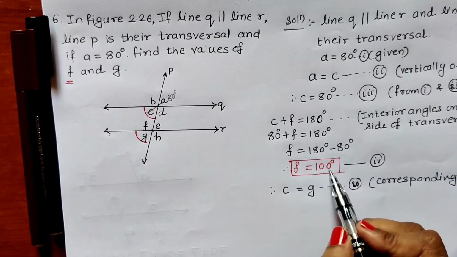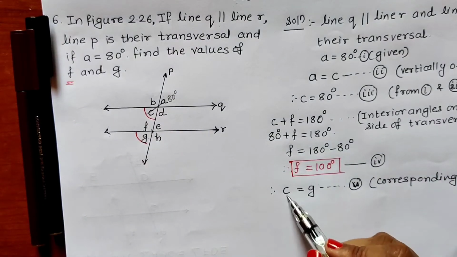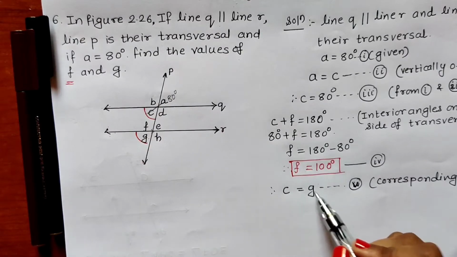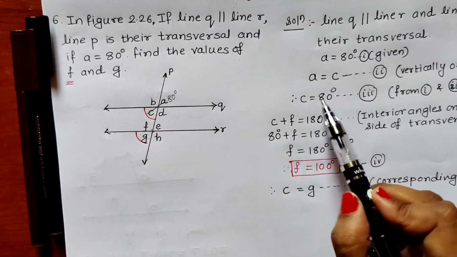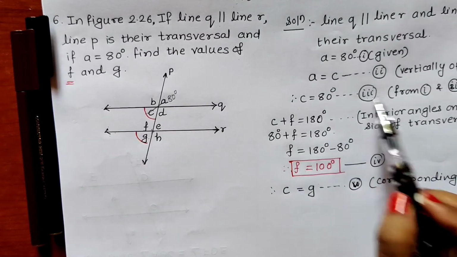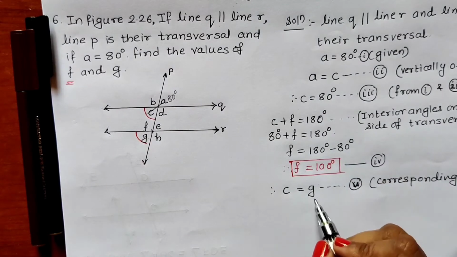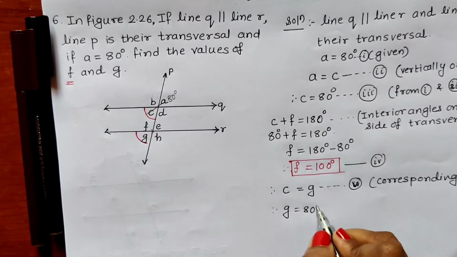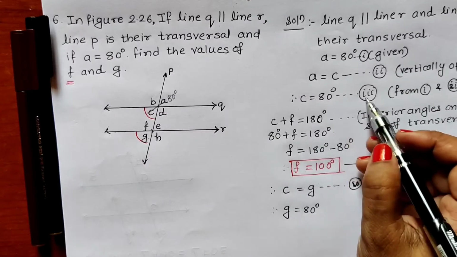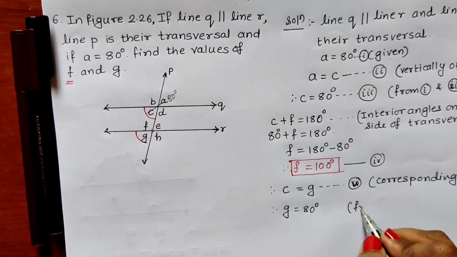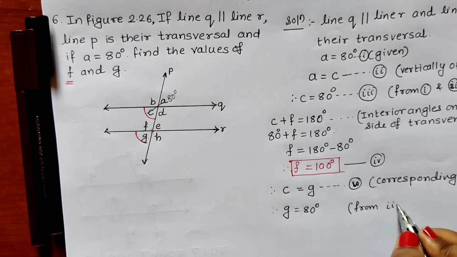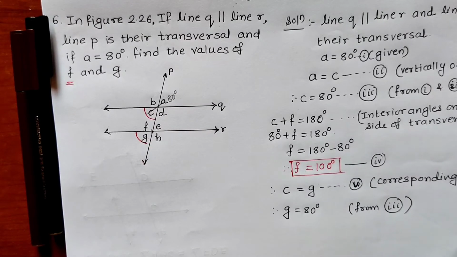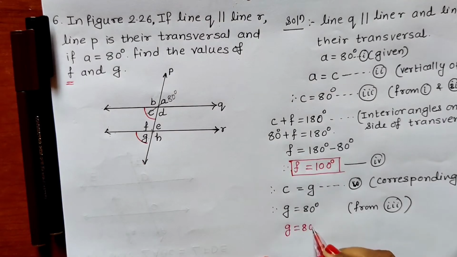So as F is 100, now we will have to find out G, and C is given. C is 80. We have got C is equal to 80 in our equation number 3. So as C is 80, G will also be equal to 80. Therefore, G is also equal to 80. Why is G equal to 80? We have got it from equation number 3. So in this way, we have got both these values: G is equal to 80 and F is equal to 100.